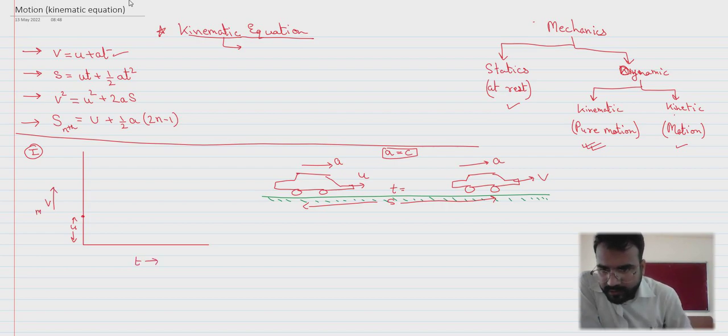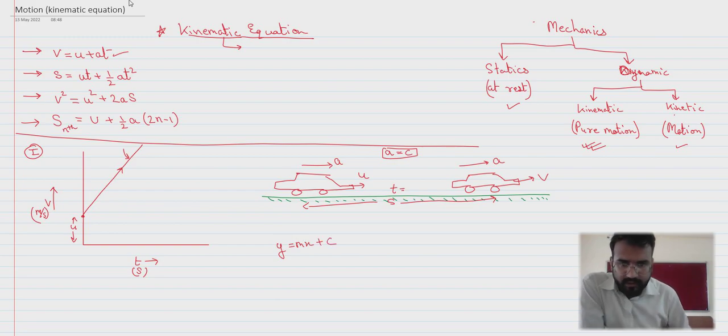The standard units we take are meter per second, and this is second. So the acceleration is constant, it means the slope is constant, changing velocity with respect to time. So we will have an equation of a straight line, and this is the straight line we have. We know very well that a straight line equation is y is equal to mx plus c, where y is v, m is the slope, and x is the displacement, and c is a particular constant.